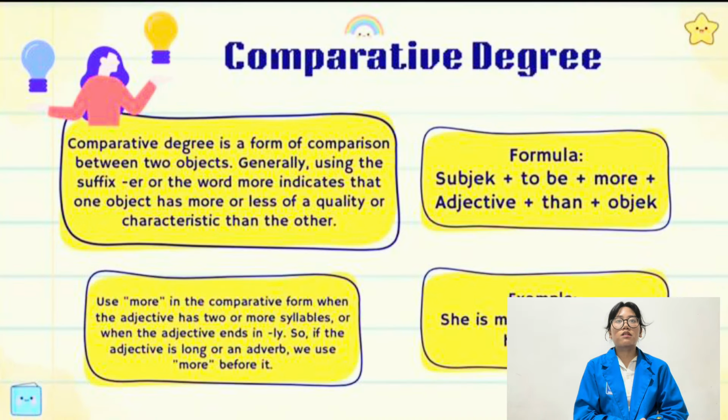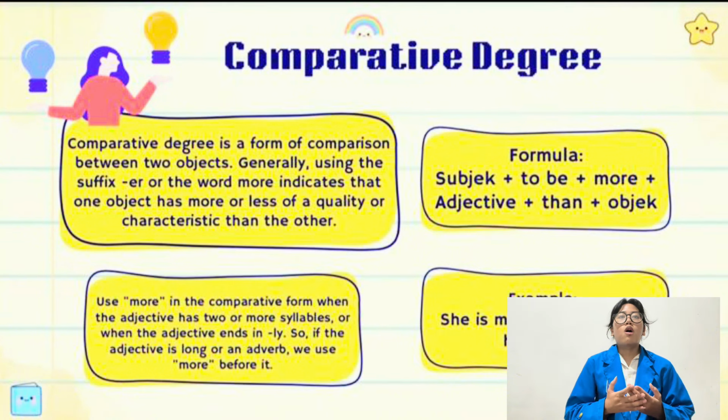Next slide. Comparative degree. Comparative degree using more. Comparative degree is used to compare two objects. The formula is subject plus to be plus more plus adjective plus than plus object. For example, she is more creative than her sister. We use more when the adjective has 2 or more syllables or ends in y. An example, more beautiful, more expensive, more carefully. This structure shows that one thing has a greater quality than other.